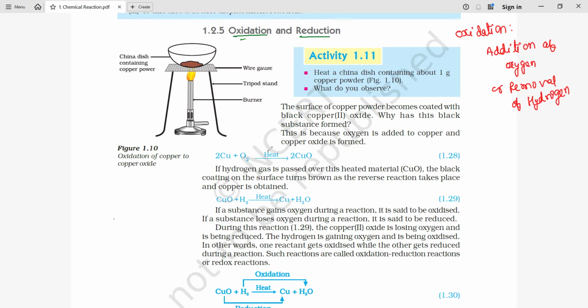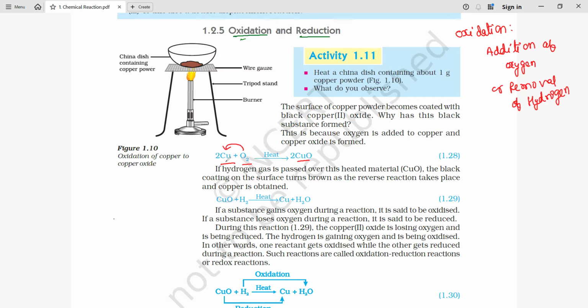So here if you see that in case of copper, oxygen is being added. Again, heat is required here. So when we are going to supply the heat, it will be called as the endothermic reaction. And finally, oxygen is going to combine with copper. So that's why it is which type of the reaction? Oxidation. And generally, if you pass the hydrogen gas over this heated copper oxide, then the black coating on the surface will turn brown as the reverse reaction takes place.